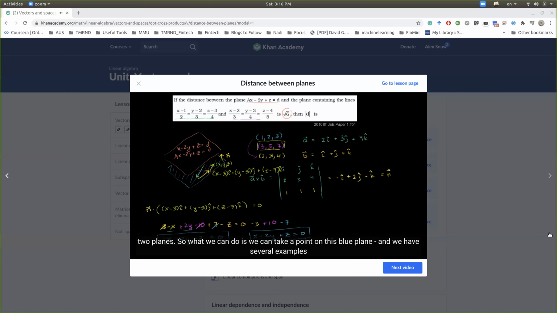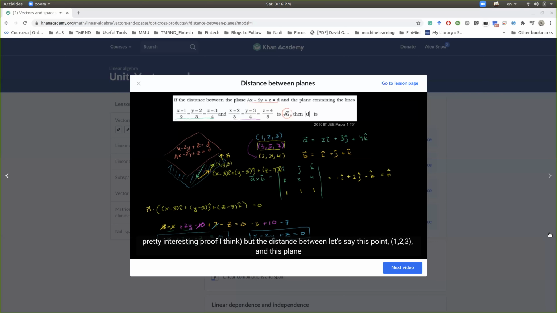So what we can do is we can take a point on this blue plane, and we have several examples of points on the blue plane, and find the distance between that point and this plane over here. And actually, I just finished doing some videos on how do you find the distance between a point and a plane. So I'm just going to use that formula. If you want it to be proved, go watch that video. It's actually a pretty interesting proof, I think.